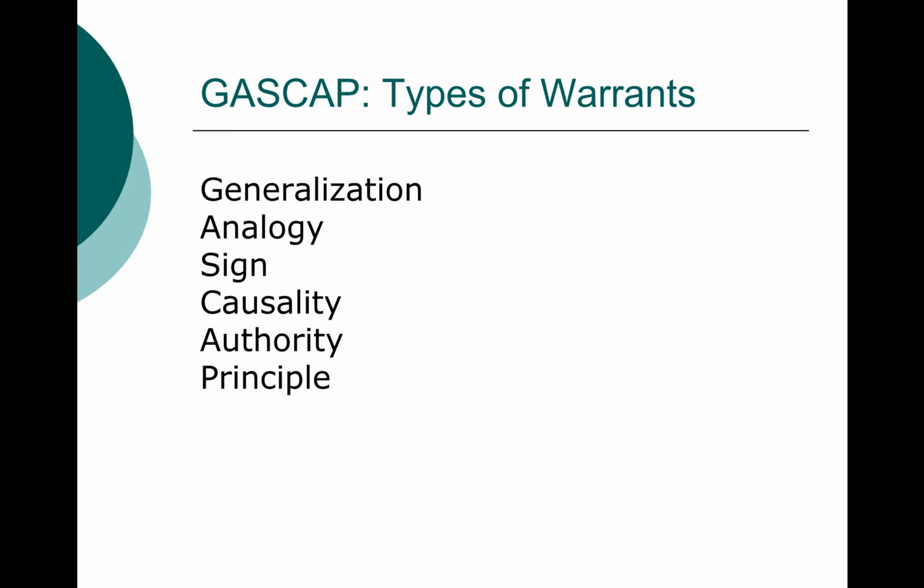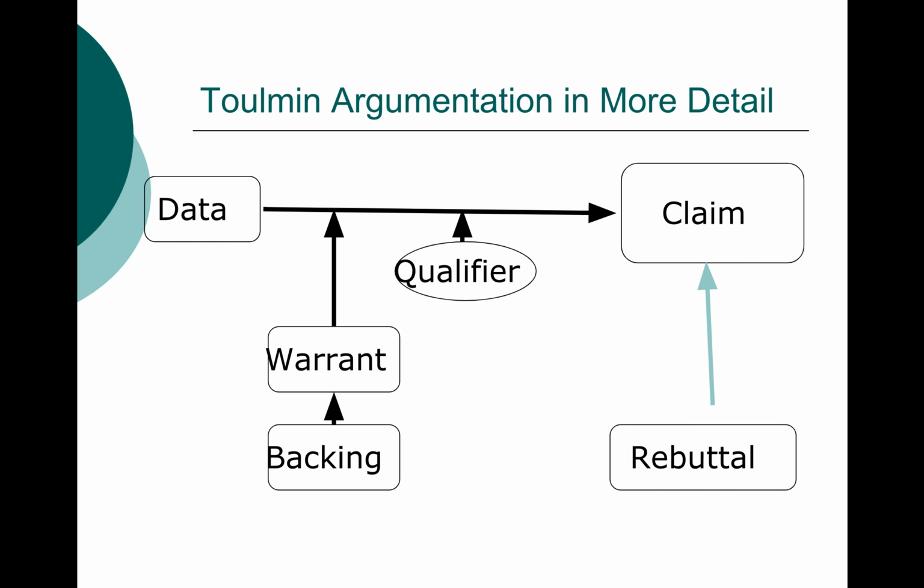So here, I'm just going to show you this, and we're not going to get into the types of warrants, but here they are that we're going to talk about in class. The acronym for this is GASCAP. So generalization, analogy, sign, causality, authority, and principle. These are types of warrants. These are types of underlying arguments that are connecting your claim to your data.